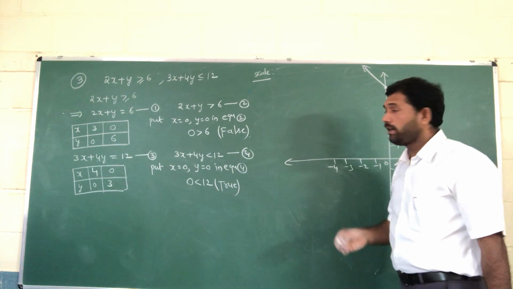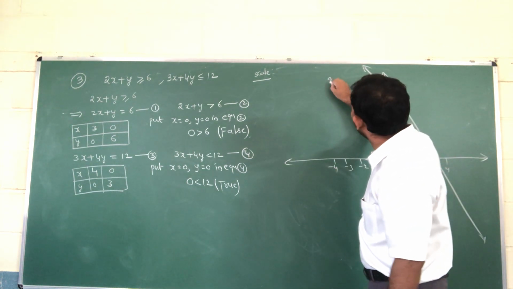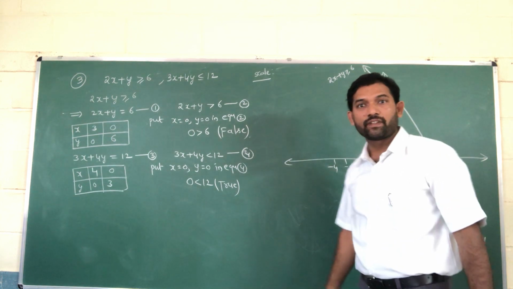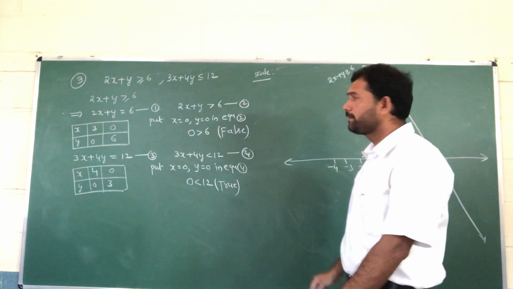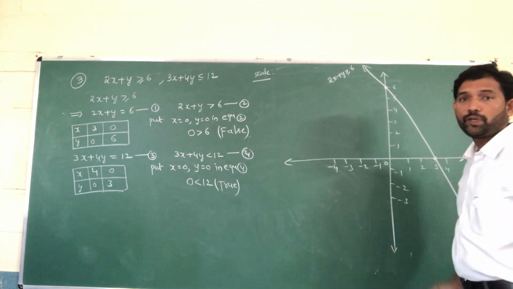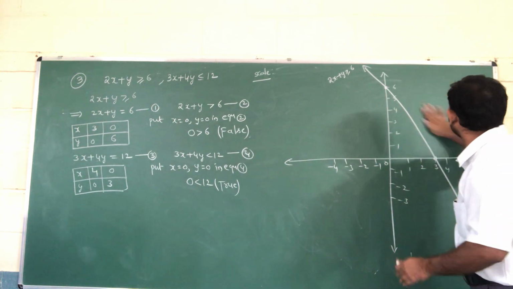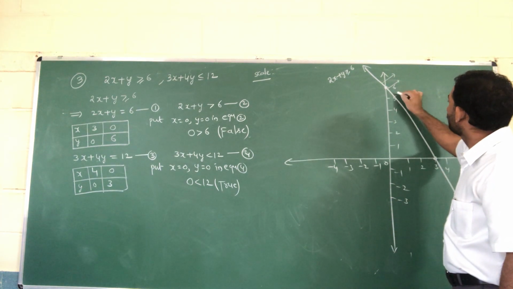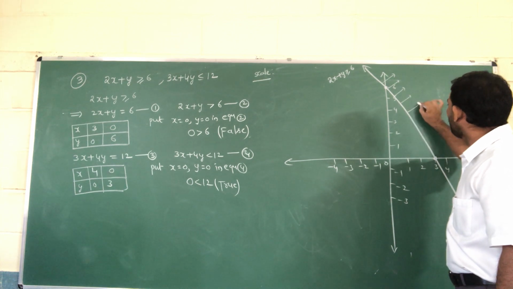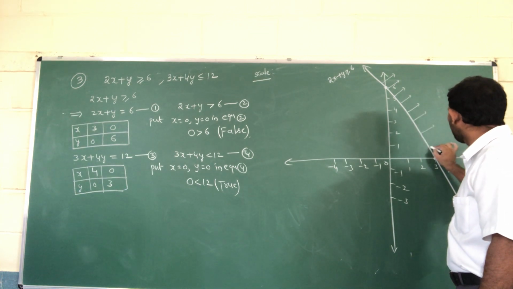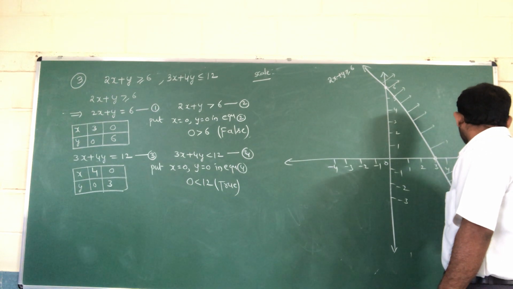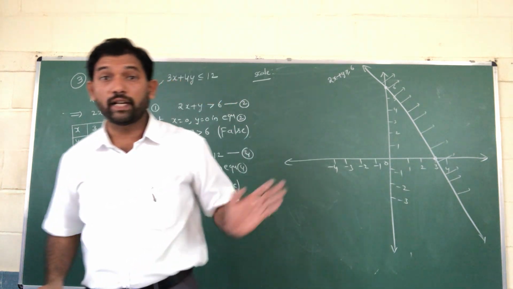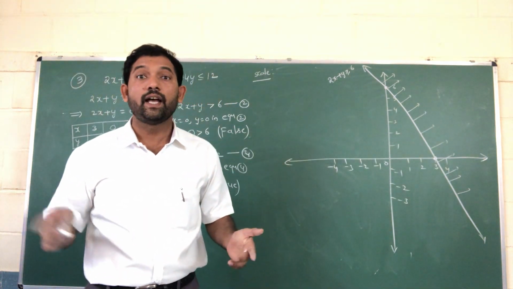Then you write that inequality name: 2x plus y greater than or equal to 6. After that, is it true or false? It is false. False means you have to shade above the line. So the solution is here. Just keep one arrow mark like this. The arrow mark showing means the solution is present here. So one solution came, but that is not our final solution. I require the common solution.